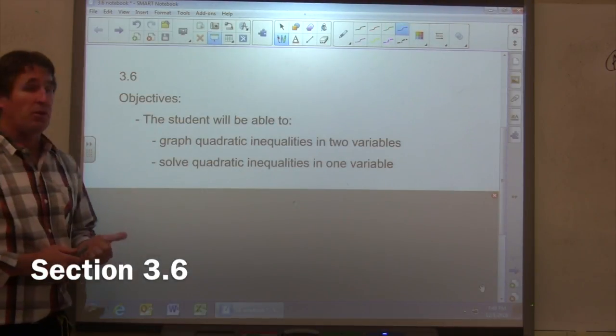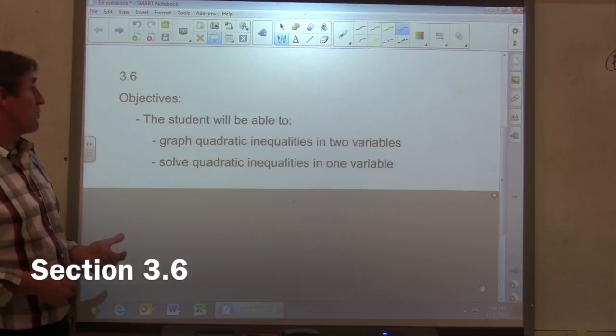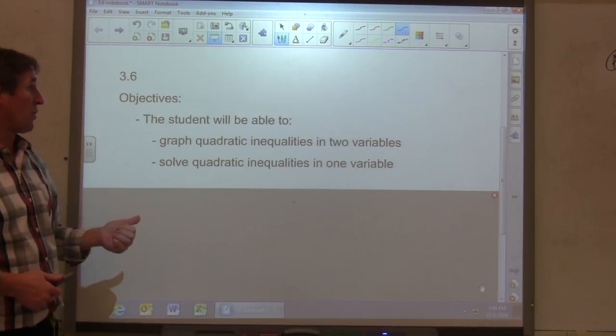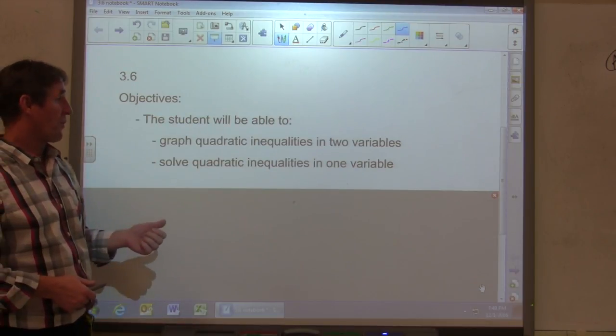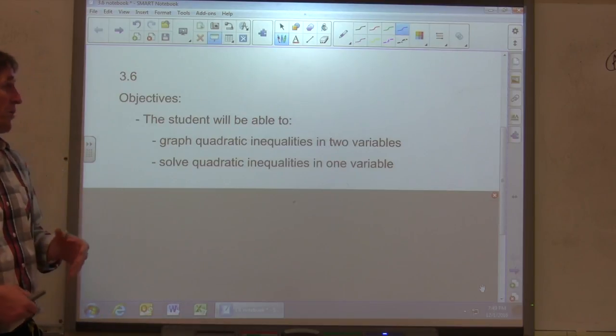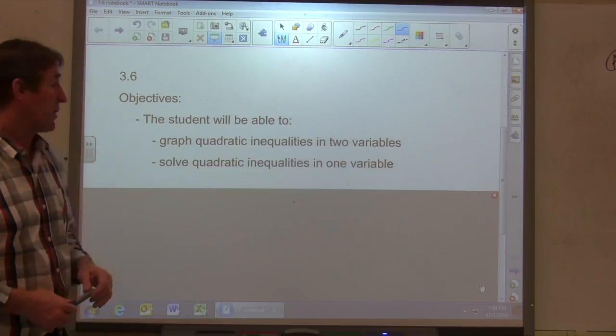Alright, so this is lesson 3.6. Our objectives for today is the student will be able to graph quadratic inequalities in two variables and then also solve quadratic inequalities in one variable. And we're going to do this by both graphing and by doing it algebraically.